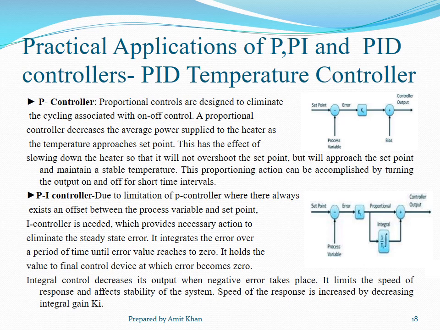Next is the PI controller in the same temperature control loop. Due to the limitation of the P controller, where there always exists an offset between the process variable and set point, the I controller is needed. The integral controller provides the necessary action to eliminate the steady state error. It integrates the error over a period of time until the error value reaches 0. It holds the value to the final control device at which the error becomes 0. It decreases its output when negative error takes place. Here the speed of response can be increased by decreasing the integral gain Ki.